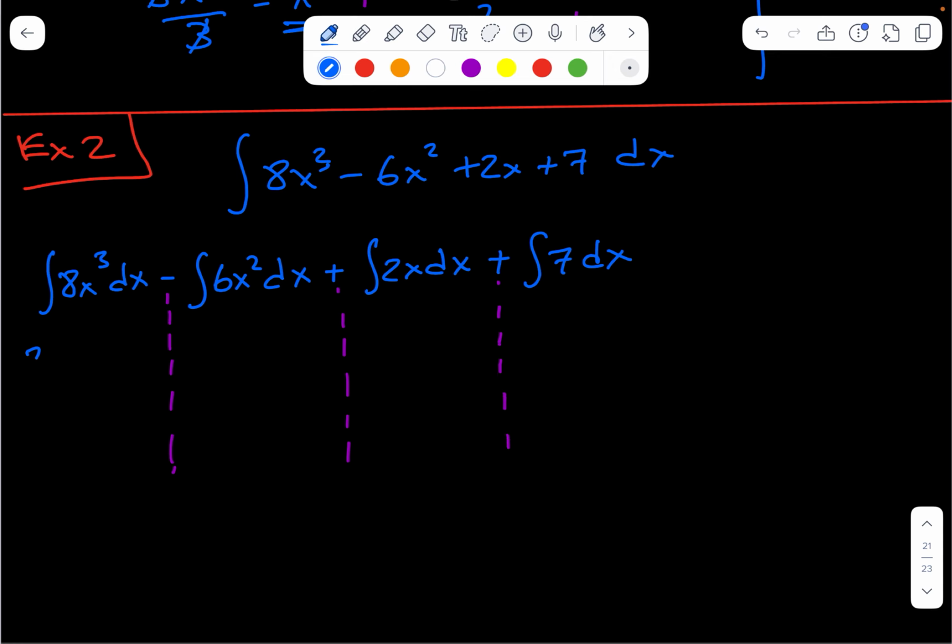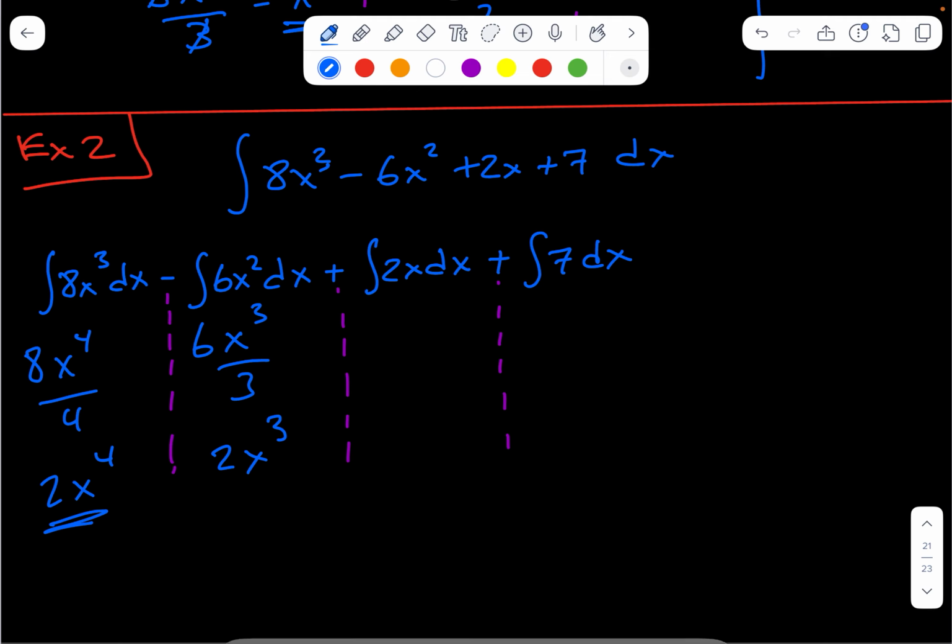Take the 8 out in front. Integral of x cubed is x to the 4th over 4. We can simplify this to be 2x to the 4th. That's our first term. Then we have 6x squared. Take the 6 out in front. Then it's just x cubed over 3. Simplify this to be 2x cubed. Then that's our second term.